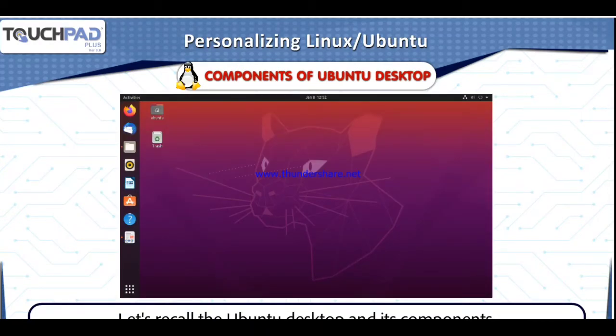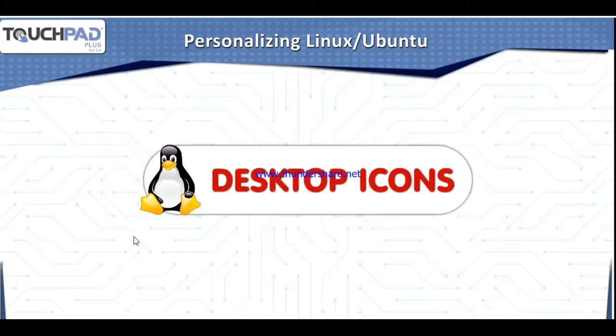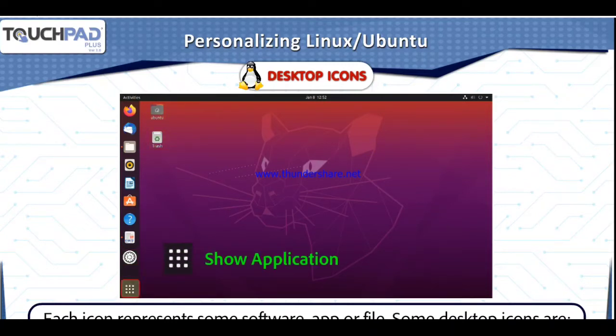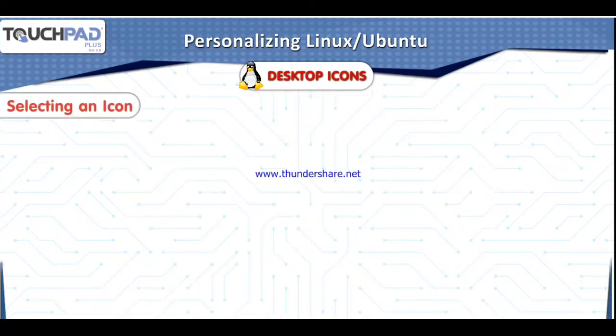In the Ubuntu window, we have different types of components, that is icons, launcher, status menu and desktop background. Now let's learn about desktop icons. Icons are the small pictures that you can see on the screen which represent software, files, folders, etc. The desktop icons on the Ubuntu screen that are highlighted are Show Applications, Ubuntu, Settings and Trash.